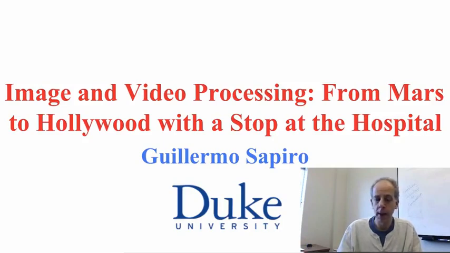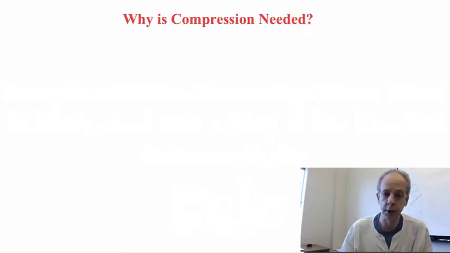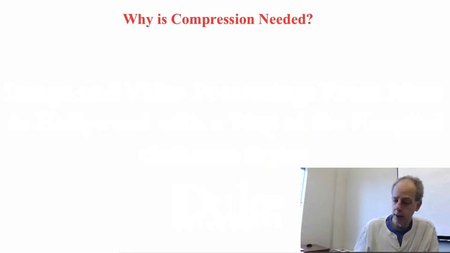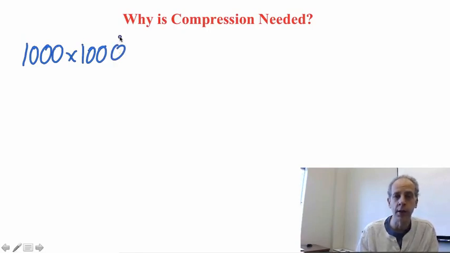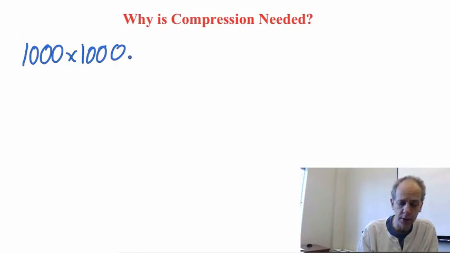So let's start by illustrating why we need image compression. This is not too hard to explain, so let's just do some numbers. Let's just think that we have an image that has 1,000 by 1,000 pixels. We know this in today's standards is what we call a low resolution image. But let's just use it for the sake of some numbering.